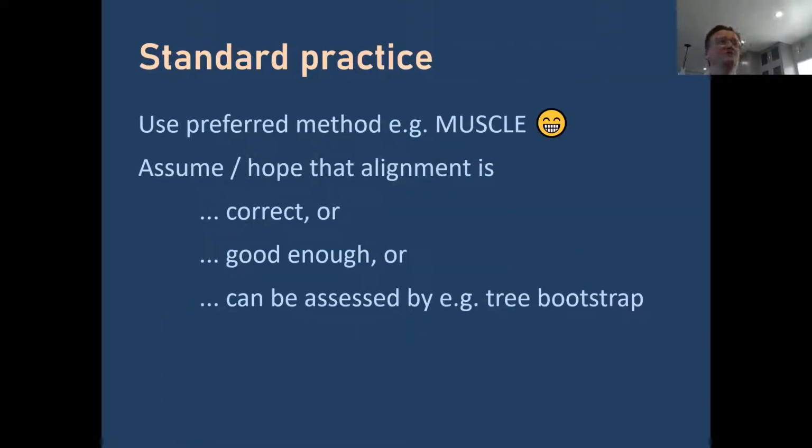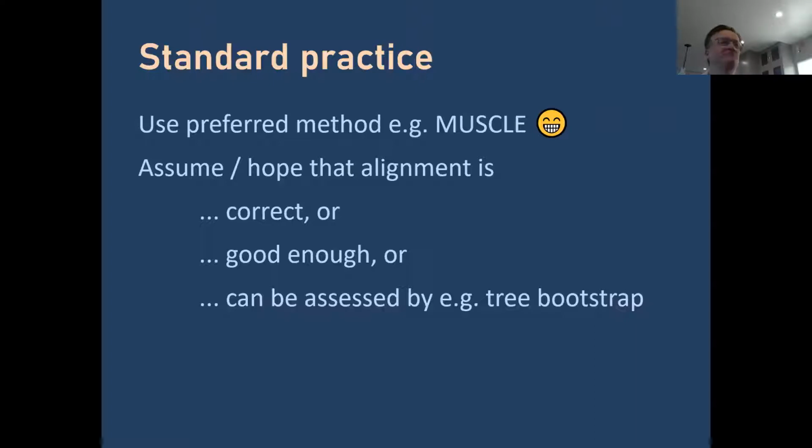So this is just enormously widespread in molecular biology. I mean, MUSCLE gets, I think, 10 citations a day now, and it's not even the most highly cited method. So this is something that people do all the time. And the de facto standard is that people use whatever their preferred alignment method is. It might be MUSCLE or some other program.